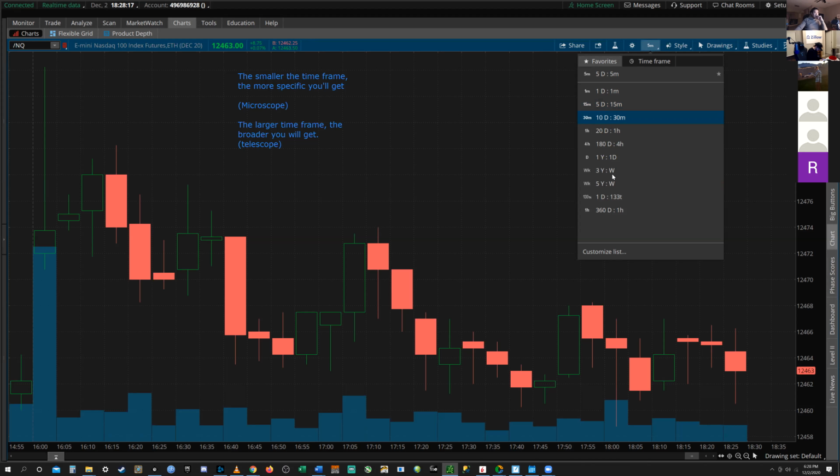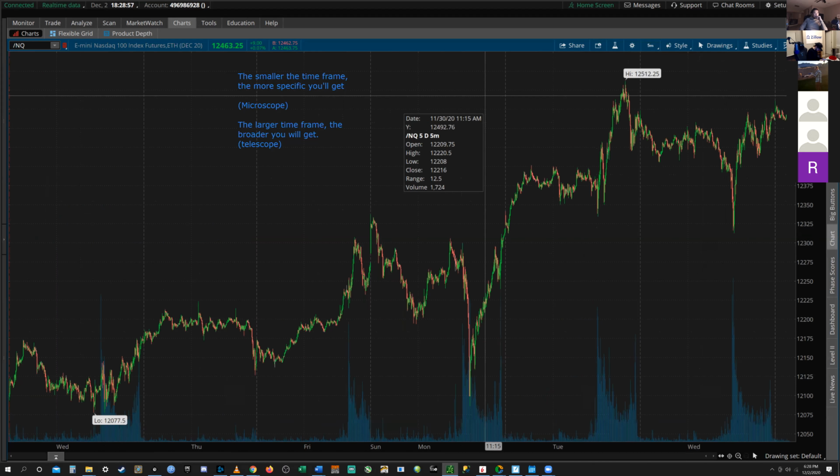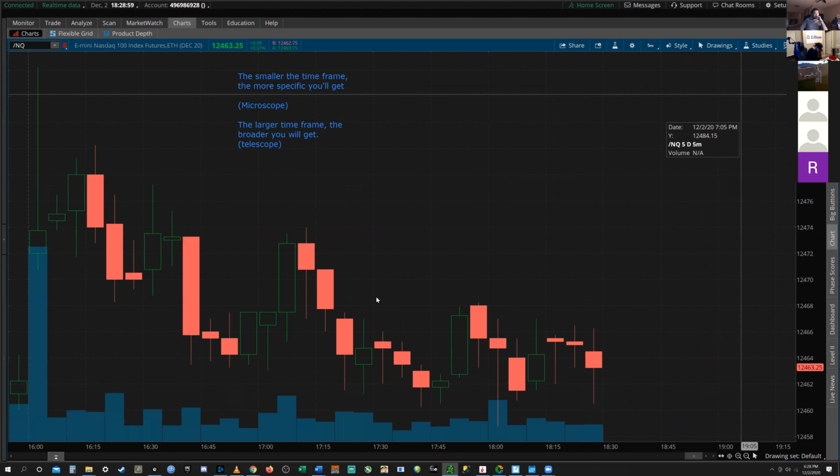If you look down here, I added these custom ones. This is 3 years, 1 week candlesticks. This is 5 years, 1 week candlesticks. Don't worry about what this one is, because it goes by ticks, and that's a whole different thing. But the main ones are the 5 day, 15 minute, 5 day, 5 minute, 10 day, 30 minute, hour, 4 hour, and then 1 year, 1 day. So you'll see 365 candlesticks.